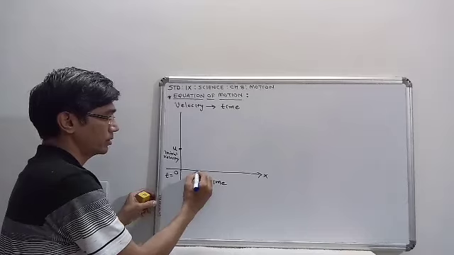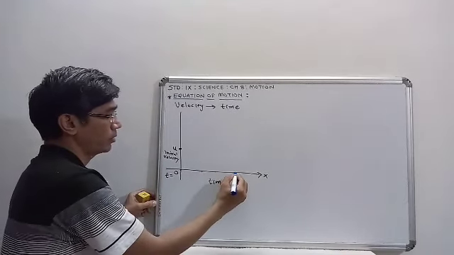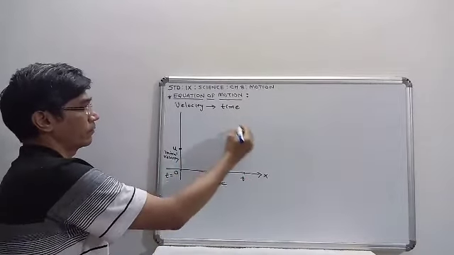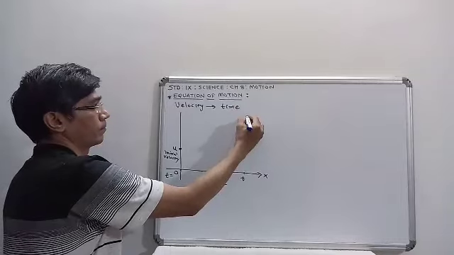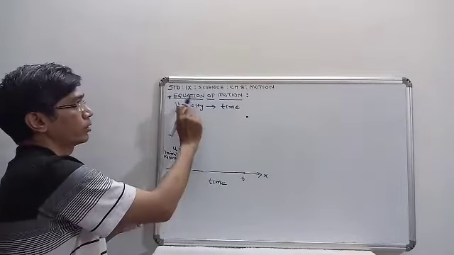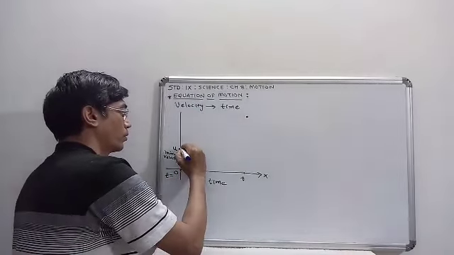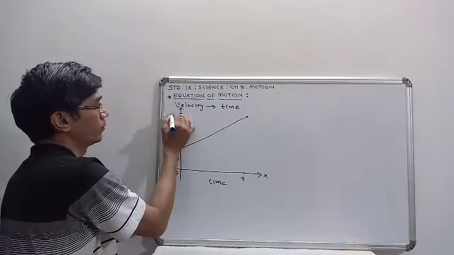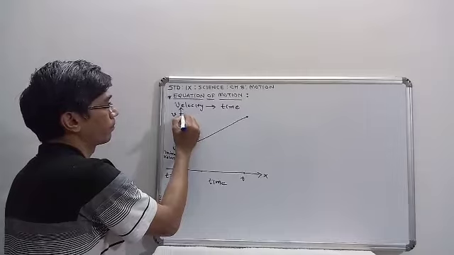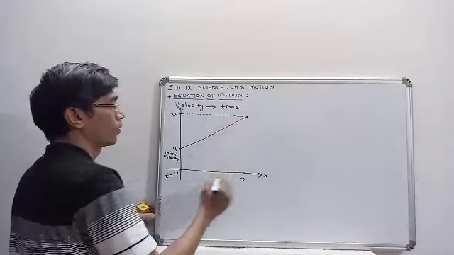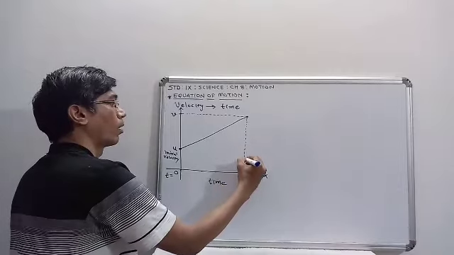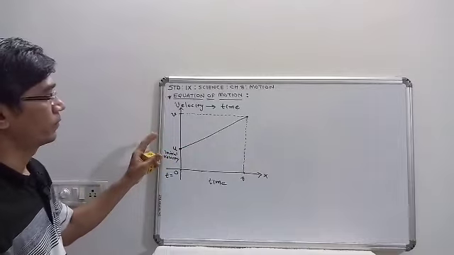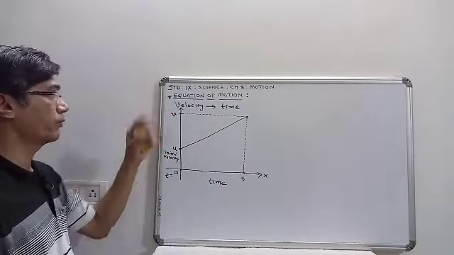As time goes on, suppose at time t the object's velocity is v. So in uniformly accelerated motion, the graph of v will look like this. Here is the v at time t. Now from the graphical representation we get the set of equations, that is, the equations of motion.